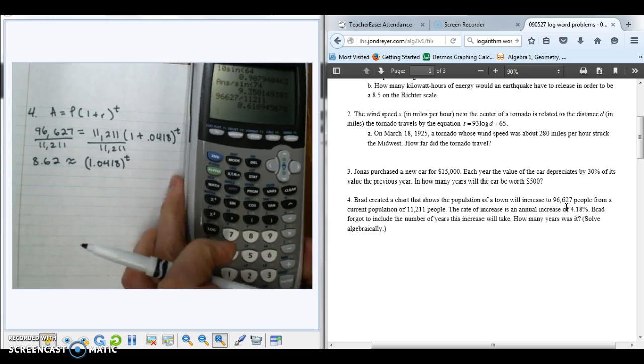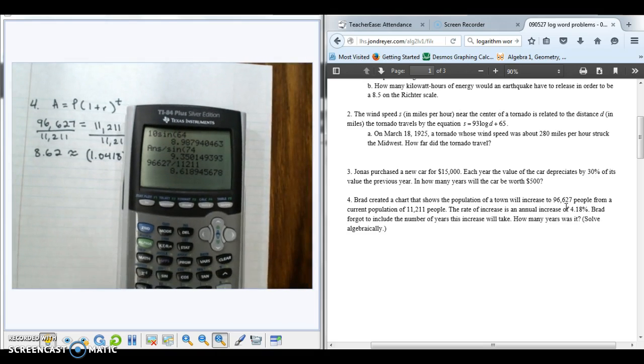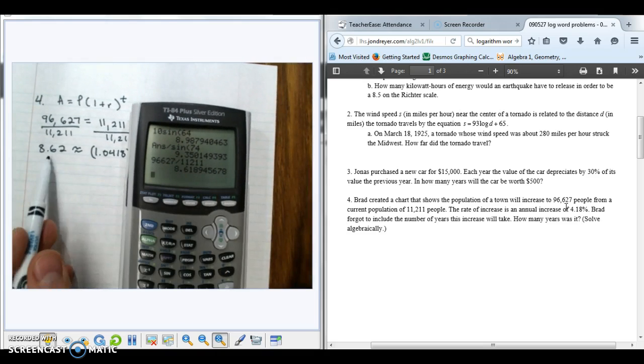Now, notice how in my calculator, I have all the numbers in here. I'm not going to write them all down because I'm lazy. But I'm not going to clear out my calculator. I'm going to still use all the numbers. I just don't want to write them all down.